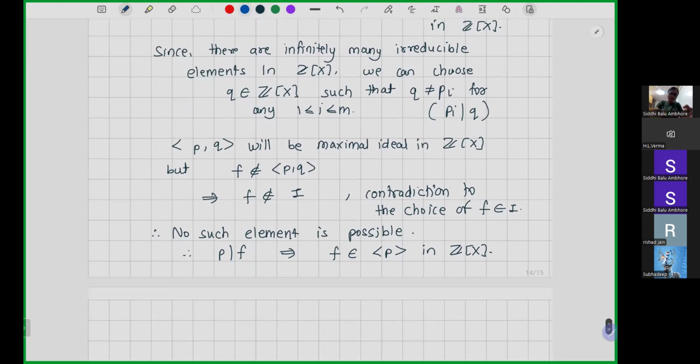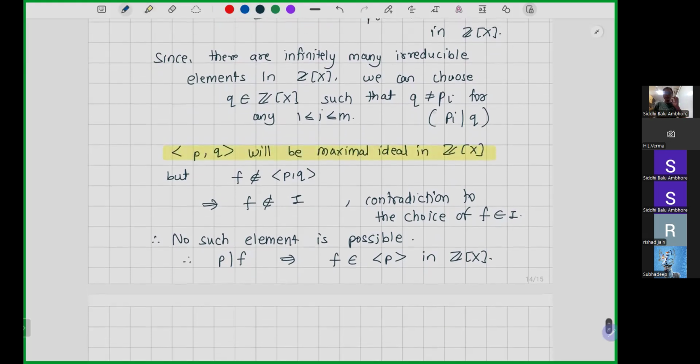So this ideal (P, Q) is maximal in Z[x]. None of these p_i's is equal to Q, so Q does not divide F, and this maximal ideal does not contain F, right? Because neither P divides F nor Q divides F. So F does not belong to this ideal, since P doesn't divide F and Q also doesn't divide F.